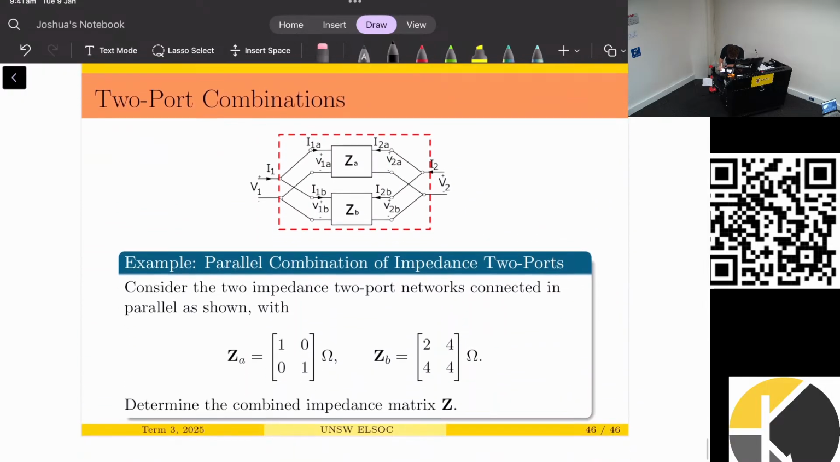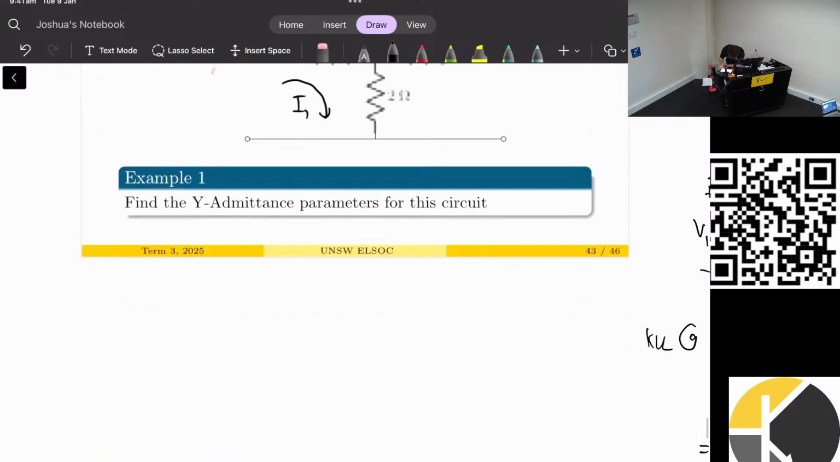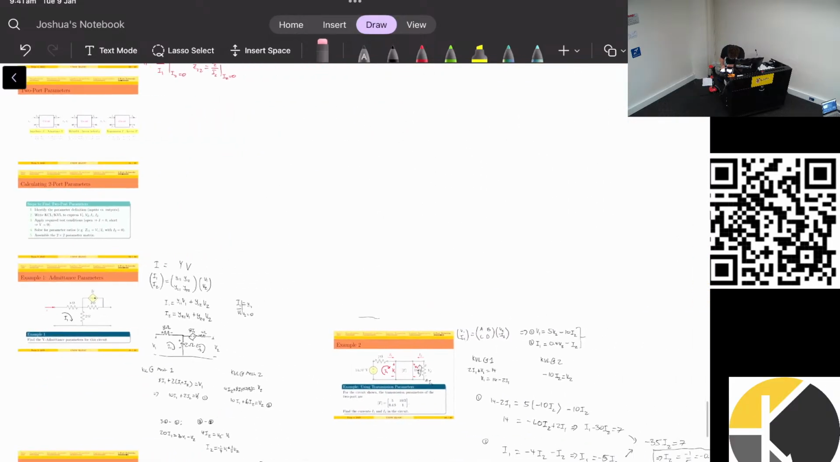Okay, now you can, where did my other slide go? I swear I had a slide with all the connections.